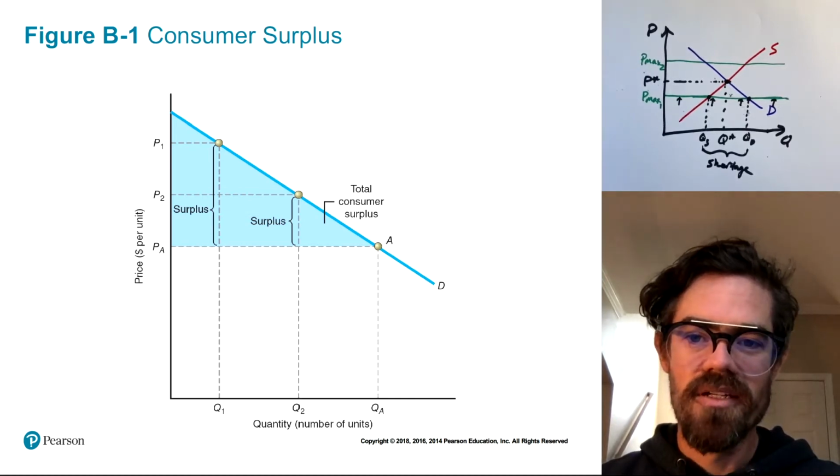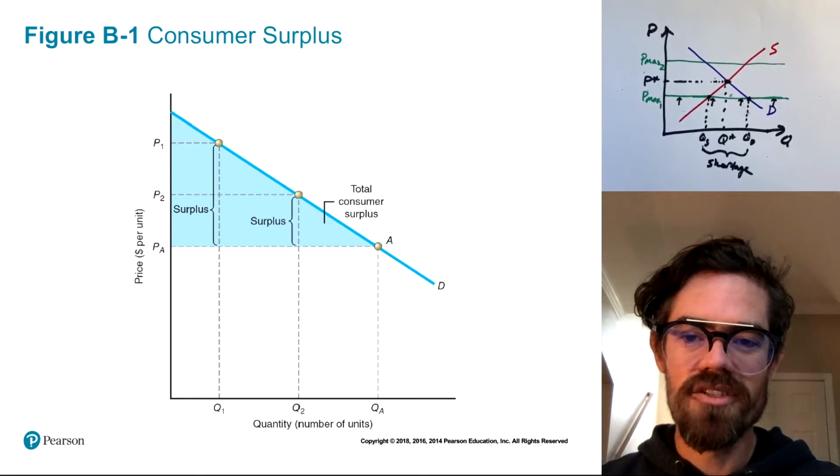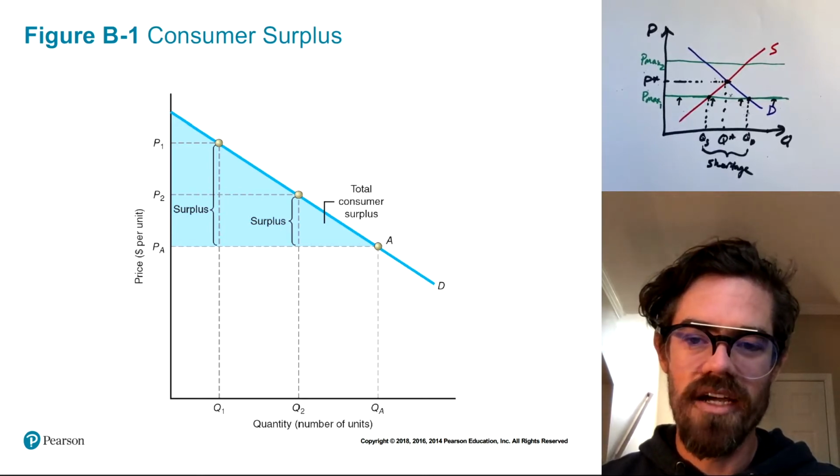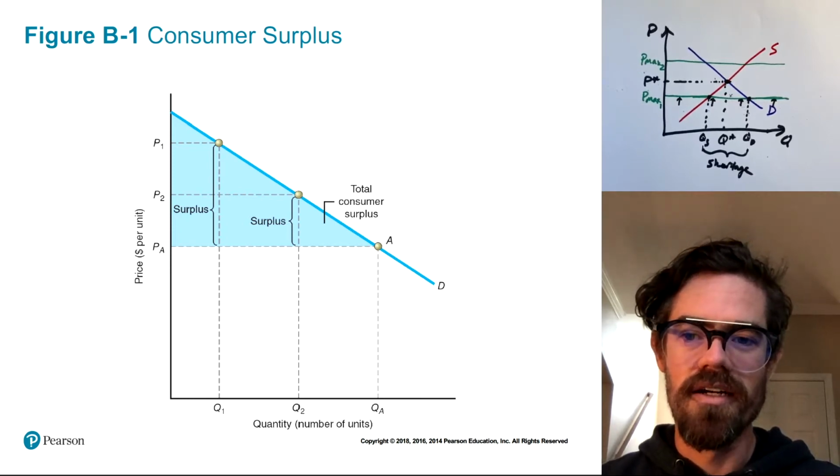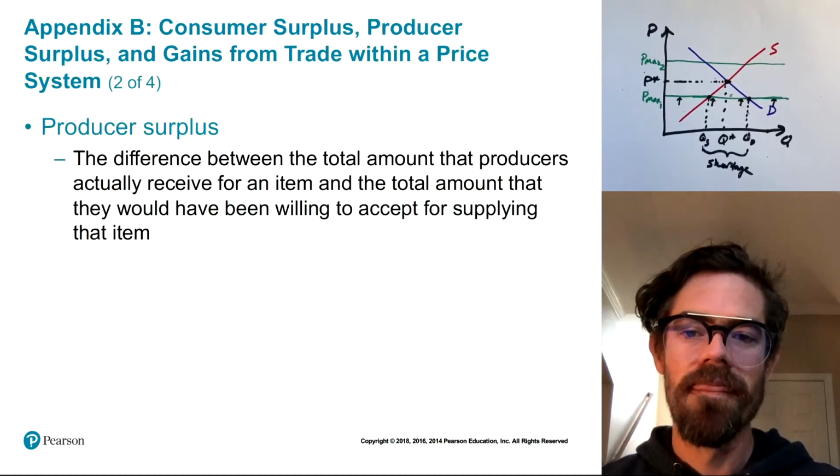If we add up each consumer's surplus, we get the area of this triangle or this wedge. So that whole triangle there is total consumer surplus. And again, it represents the benefits or the gains to consumers.